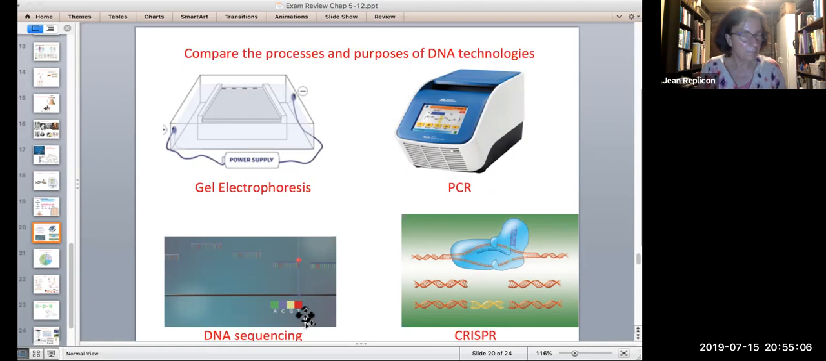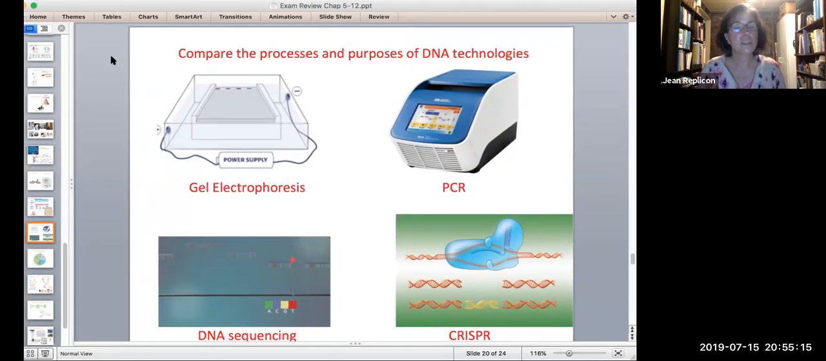And so anyway, this is a great technique for figuring out the code of life, the A's, T's, C's, and G's. And so they've been able to sequence all kinds of genomes, including the human genome.